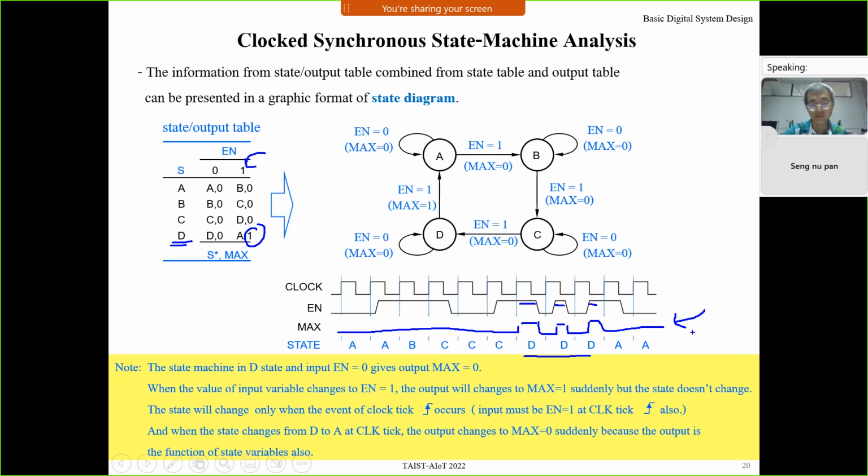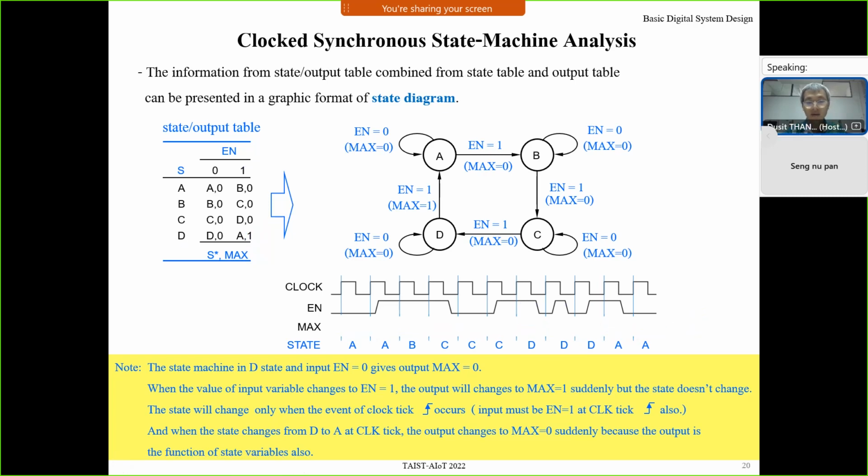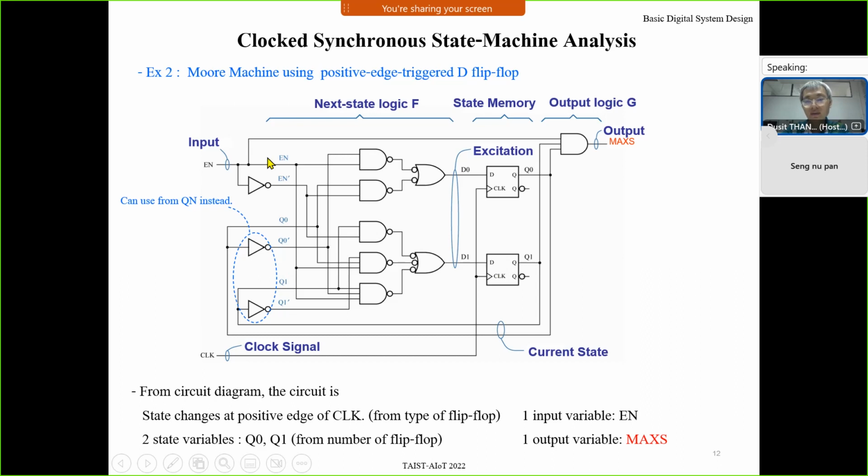Okay, for analyze. For this example and similar circuit, if I delete this wire that connects between input and this AND gate, that means now the output does not depend on input EN, but depends only on Q0 and Q1 from the flip-flops. So the output then is a function only of state variables. Then it becomes a Moore machine.